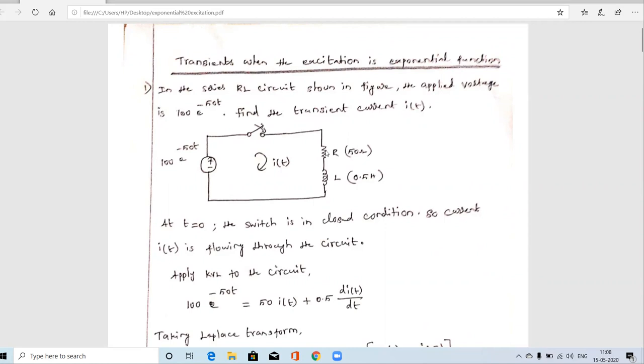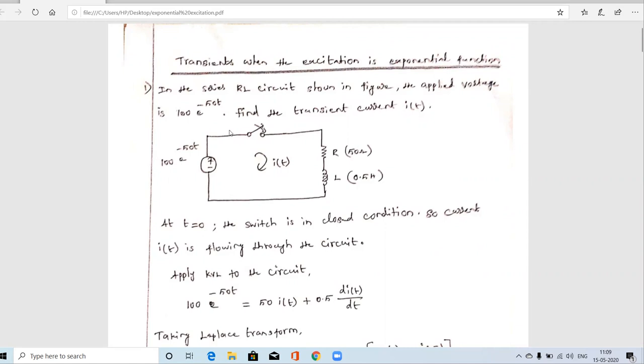So what is the diagram? This diagram is a series RL circuit. Here one resistor and one inductor are connected in series. The resistor value and inductor value are given, and this RL combination is connected to a voltage source via one switch. The voltage source value is given as the applied voltage in the problem, 100 e power minus 50t. What is 100 e power minus 50t? 100 is an amplitude, and e power minus 50t is an exponential signal. So the given input is an exponential signal.